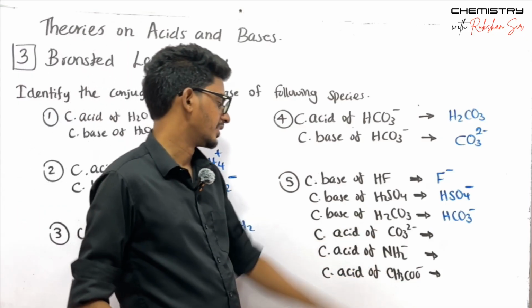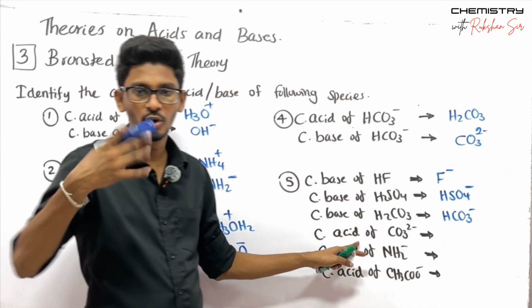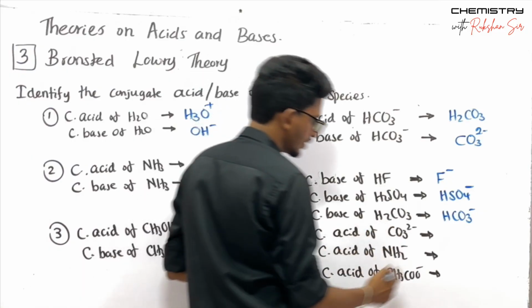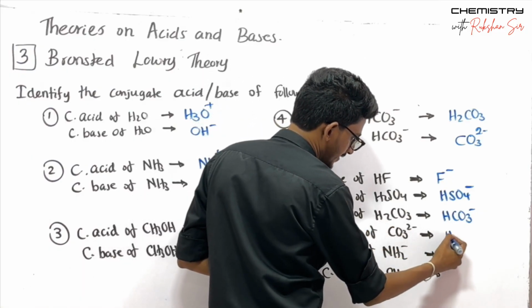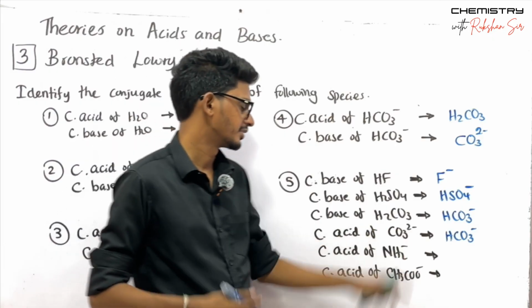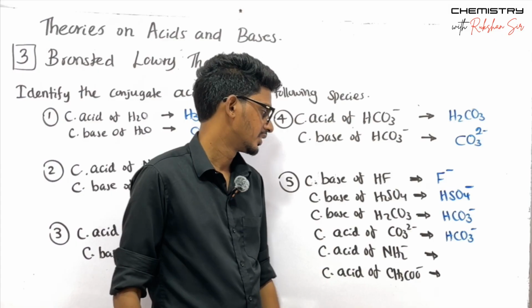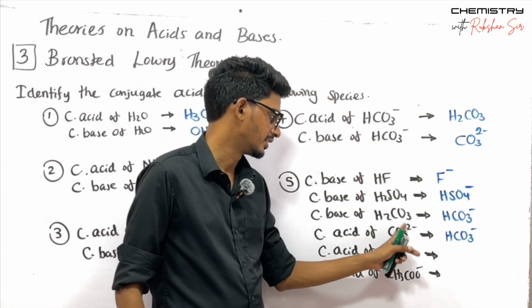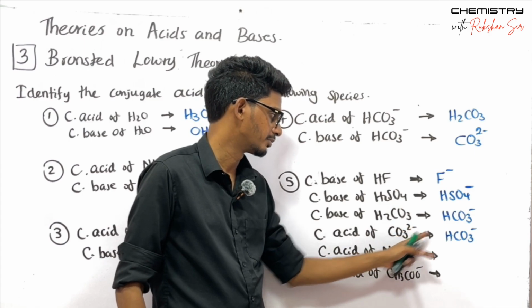Conjugate acid of this one. Acid means the species with more H pluses, so you have to add some H plus. H plus is added to this, giving HCO3 minus. So 2 minus plus 1 is minus 1.